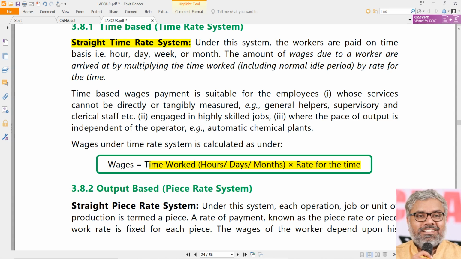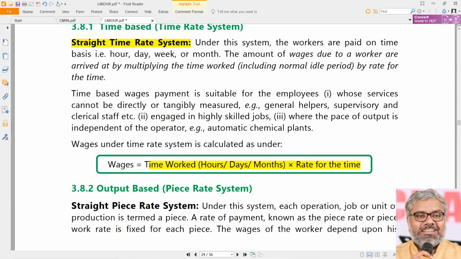But irrespective of where it is used, it can be used in various places where particularly the tangibility of the measurement of output is not possible, or where the job is a very highly skilled job, or where output is independent of the operator. Sometimes more automatic production might happen where a lot of production will happen. This worker will be there working. So can we attribute entire production to that worker? Maybe he's just switching on, switching off the switches. For that, we cannot say it is all his output. So there also time-based systems will be more suitable.